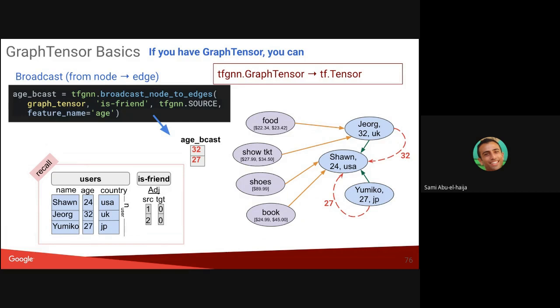And you can think of the output from the broadcast operation as another edge set feature. There are additional broadcast operators in the TF-GNN library as well, such as broadcast context to nodes and broadcast context to edges. And these functions broadcast messages from context to the nodes and edges in the graph respectively.